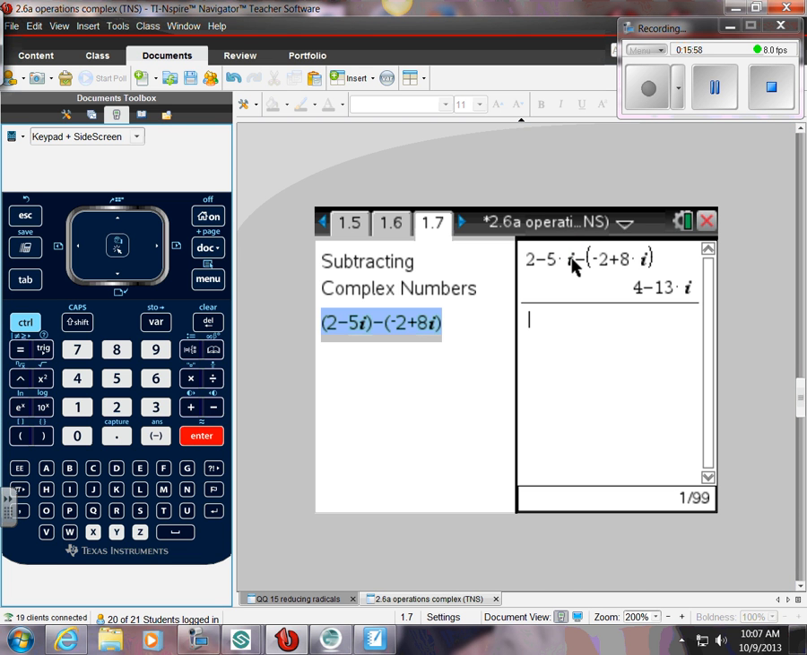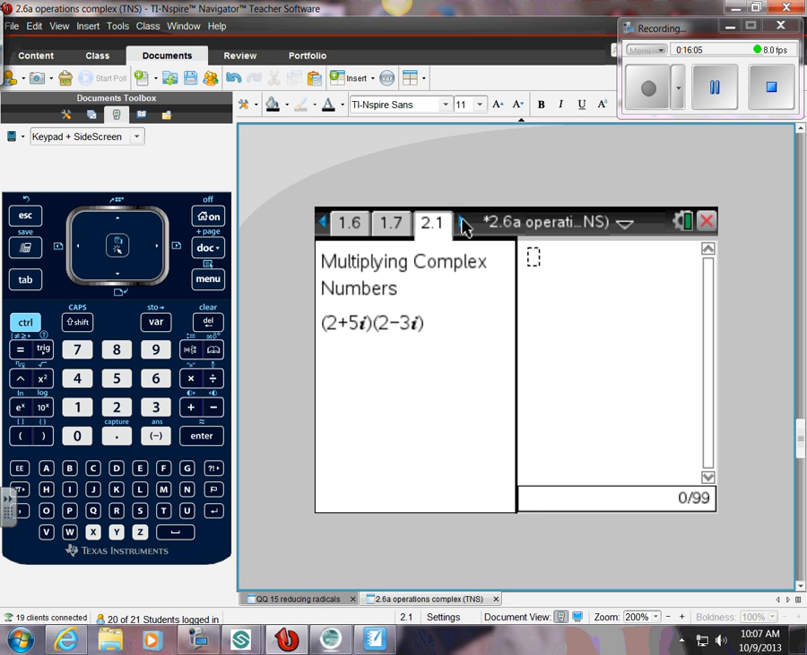Four minus 13i. We're good? Okay. Next page. Multiplying complex numbers.